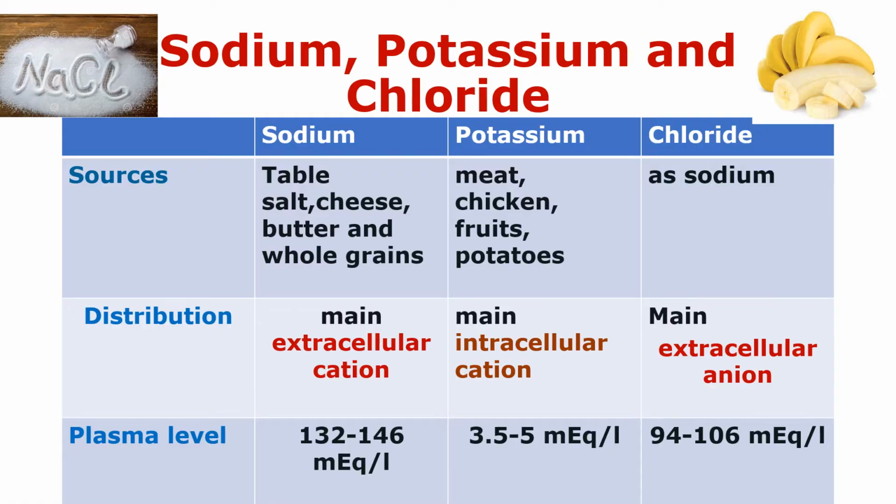And now moving to sodium, potassium, and chloride. Both sodium and chloride are present, of course, in table salt, cheese, butter, and whole grains, while potassium is present in meat, chicken, and fruits like bananas.